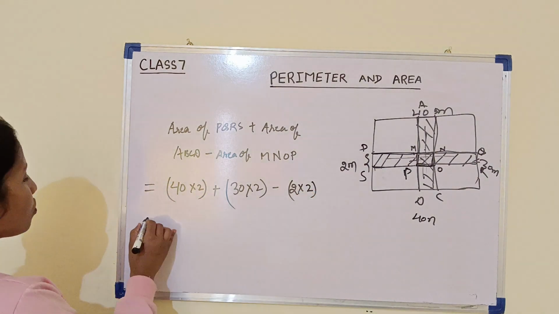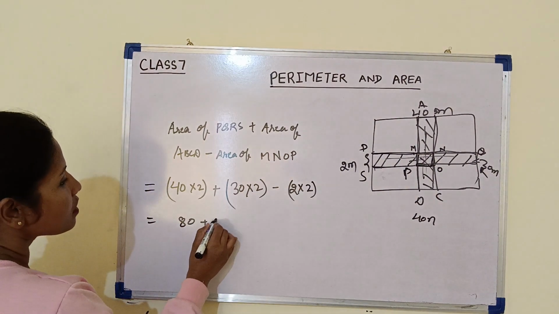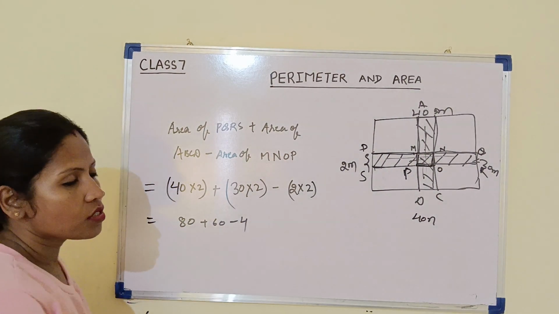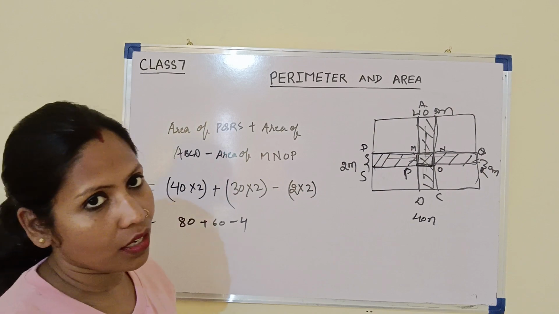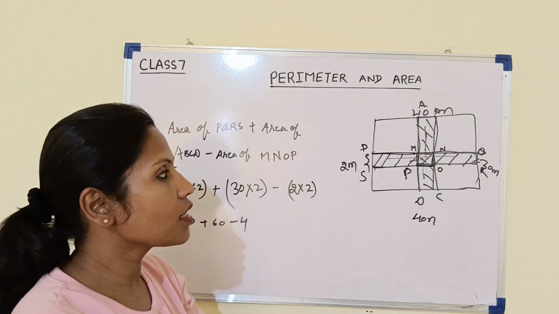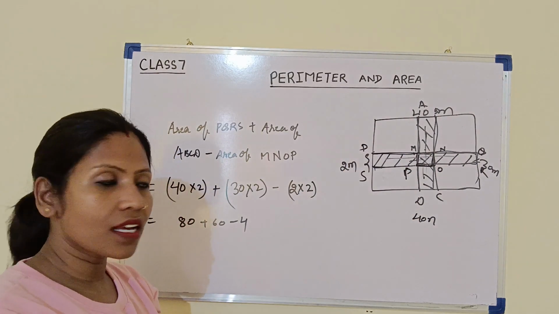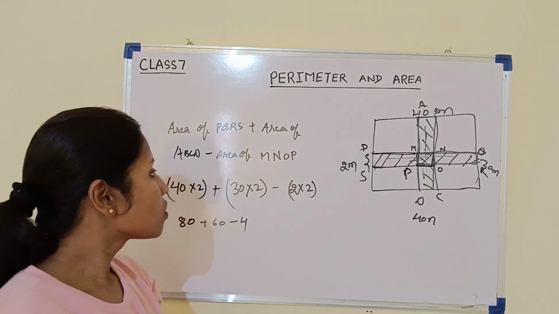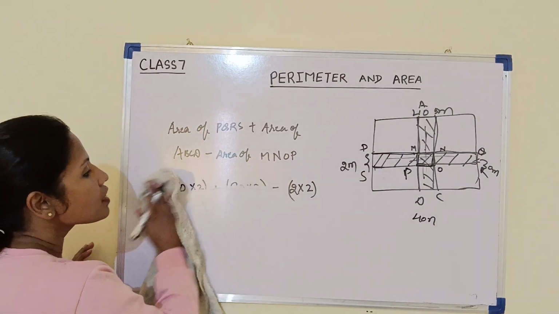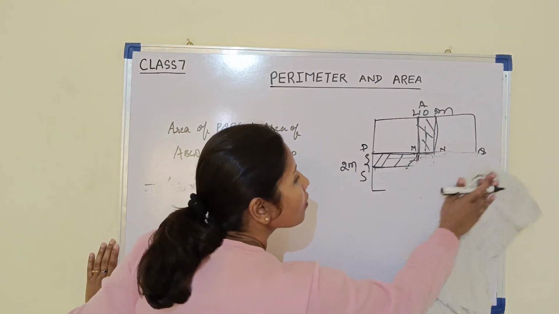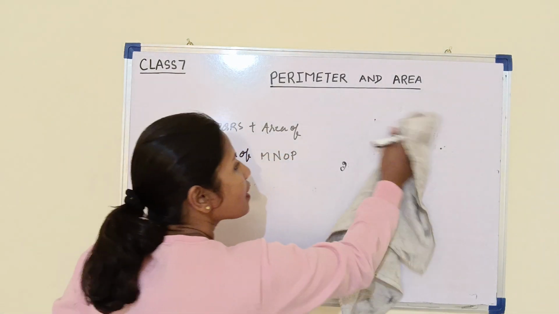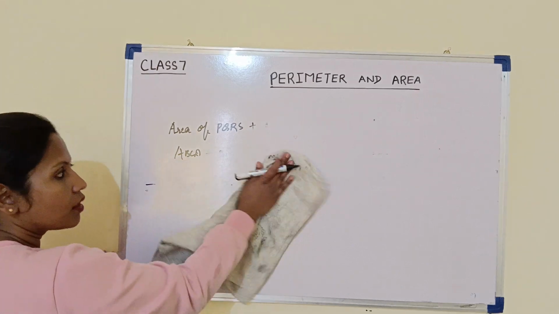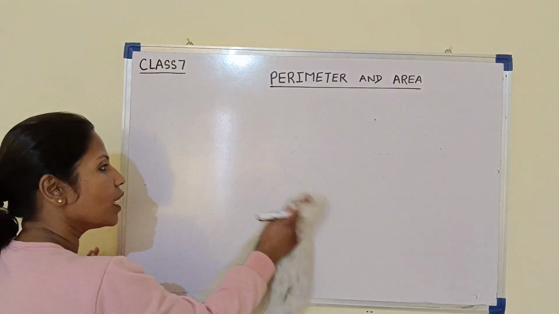Okay, let's do the calculation. 80 plus 60 minus 4. So you do the calculation and find the area. Okay, so you can find this. So we have learnt about inside, outside and the crossing path also. This is the kind of question you will be getting in your exercise. Please understand this and do the exercise.